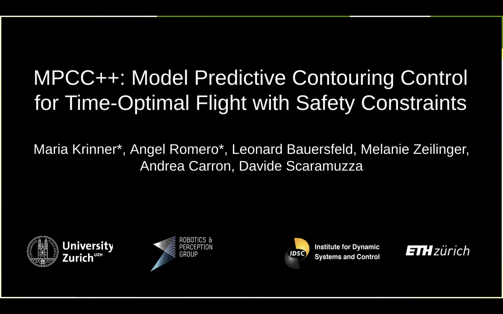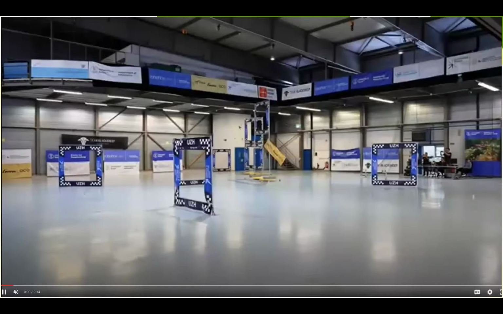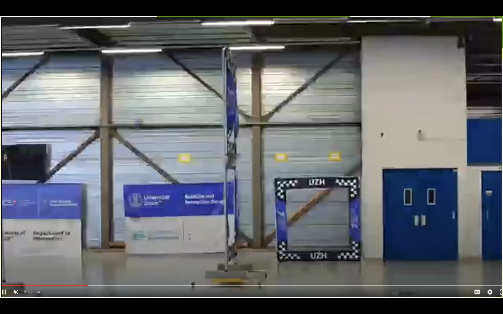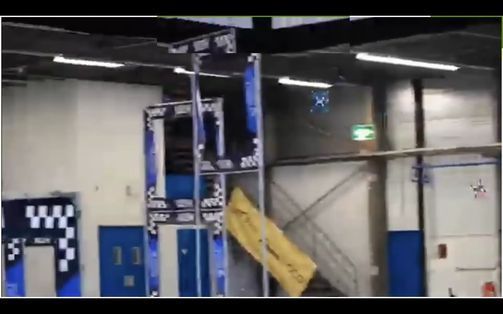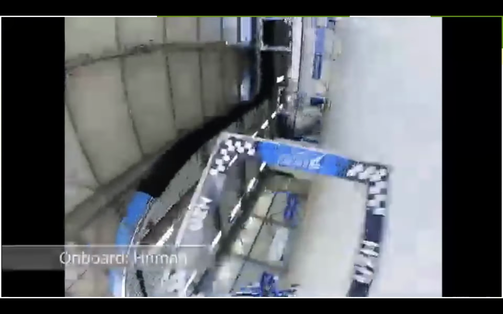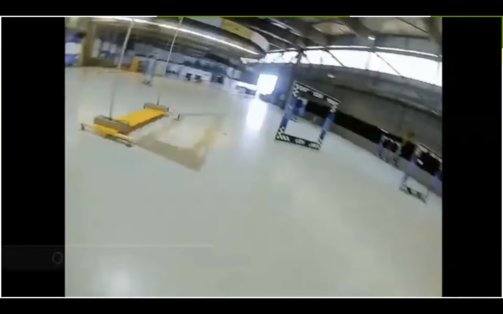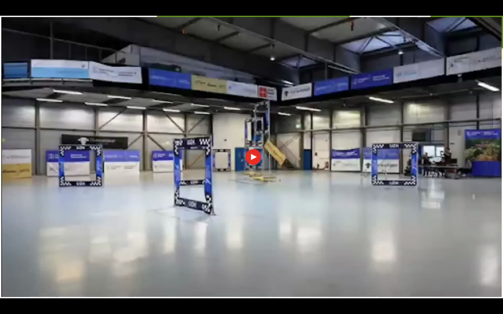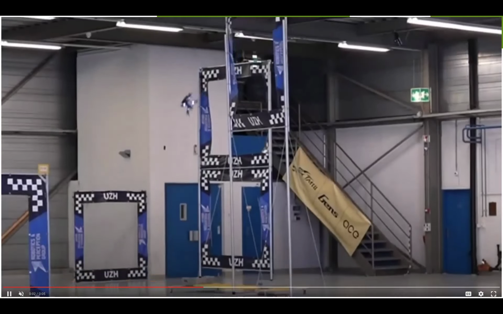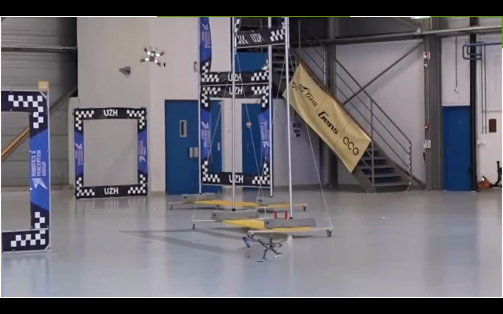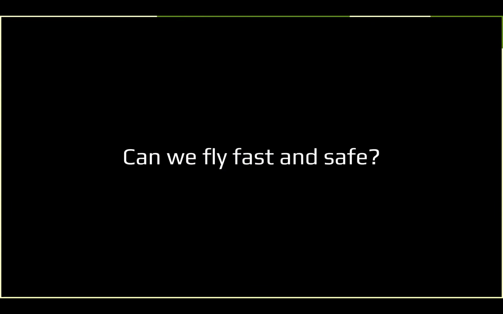So first of all, what is time optimal flight? The goal is to fly a drone as fast as possible. And this is a very challenging task and really requires pushing the limits of the platform. So it also makes it a very interesting benchmark for us to push artificial intelligence in robotics. And in fact, in 2022, for the first time, an AI went against a world-class human pilot. But these algorithms struggle to prevent gate collisions and often plan too close to the edges of the gates. So the question is, can we do better? Can we fly fast and safe?